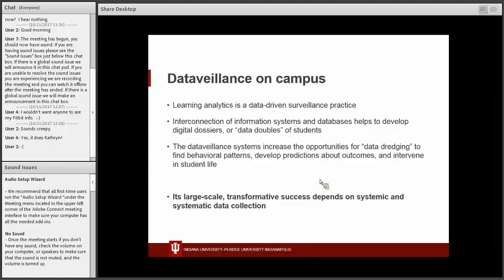But learning analytics requires, for it to have large-scale transformative success, it really depends on the systemic and systematic data collection. What is argued for in the literature with regard to institutional transformation or reform requires not small data sets, but all the data that these institutions can get.